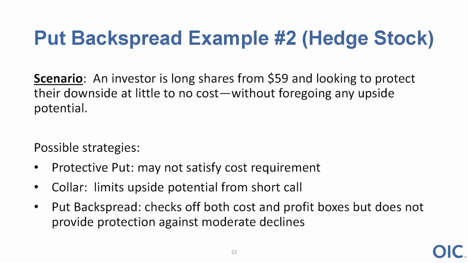So now, what if we want to combine a ratio put spread with stock as a hedge? Here we have an investor who's long shares from 59, and they're looking to protect their downside at little to no cost without foregoing any upside potential. So these are the strategies. Well, we could buy a protective put, but that may not satisfy our cost requirements.